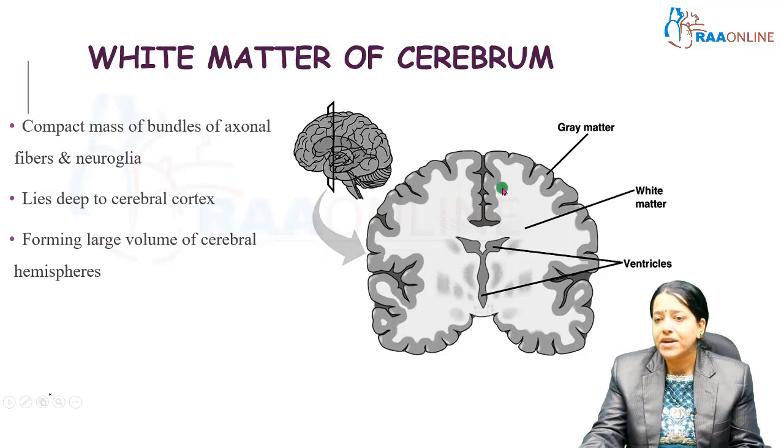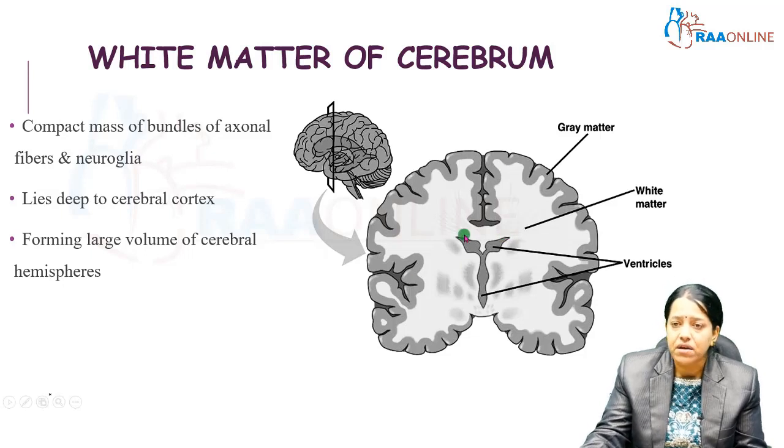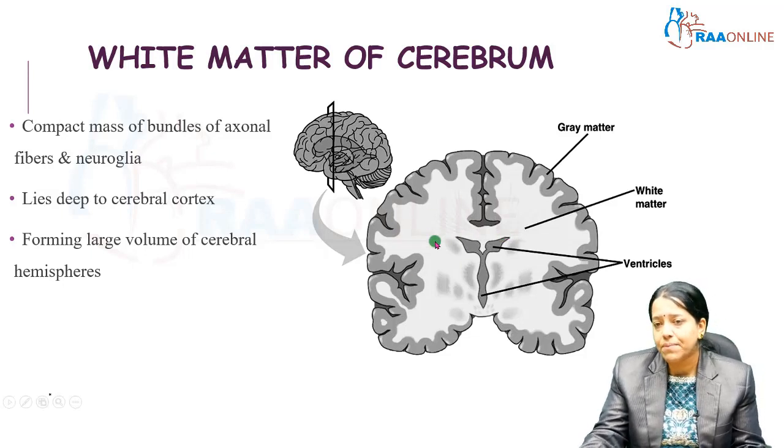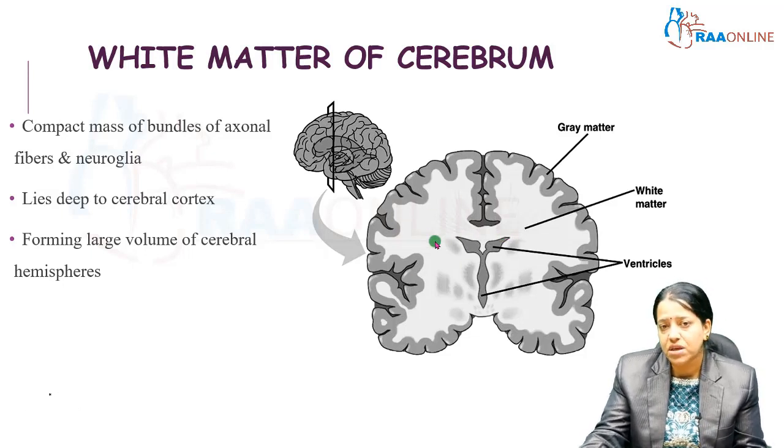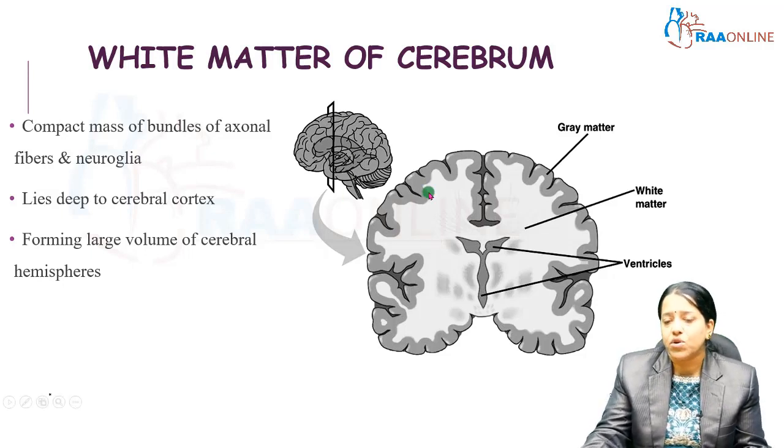It is a compact mass of bundles of axonal fibers and neuroglia. So what is the white matter? It is actually the axons and neuroglial cells. Whereas what is the gray matter? Gray matter is nothing but the cell bodies of the neurons.